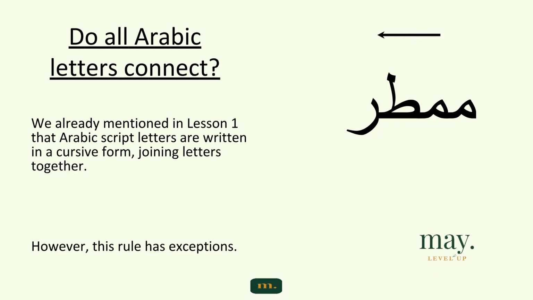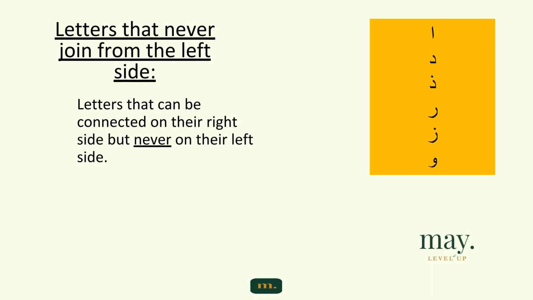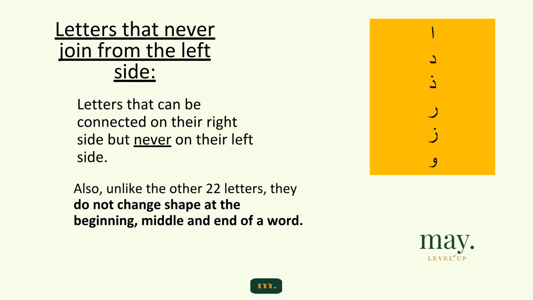As we mentioned in the first lesson, Arabic letters are usually written in a cursive form, joining together. However, there are exceptions to this rule. Some letters never join from the left side. These can connect to the right, but never to the left. Unlike the other 22 letters, they do not change shape at the beginning, middle, or end of a word.